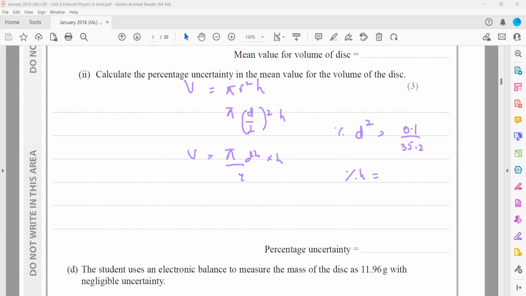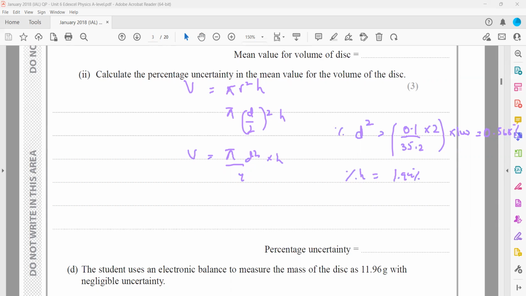And this is the uncertainty in diameter, but for the percentage uncertainty in diameter square, it will be twice. Why? Because when a power of 2 is there, it will be twice. If power 3 is there, it will be 3 times. And then times 100 to get the percentage. So the percentage uncertainty will be 0.568% in diameter square. And the percentage uncertainty in the thickness, which we already calculated, was 1.94%.